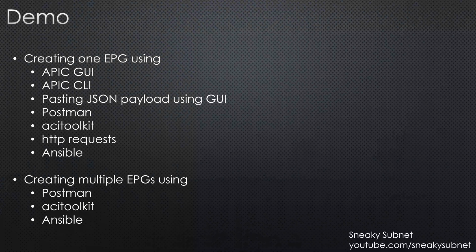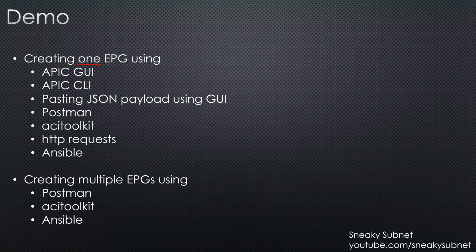To summarize, let's go through what we've accomplished in this video. So we created single EPG using different methods like graphical interface, CLI, pasting JSON payload, again using GUI. We took a look at Postman, ACI toolkit, HTTP requests, Ansible. After that, we created multiple EPGs, actually 100 EPGs, using Postman, ACI toolkit, and Ansible.